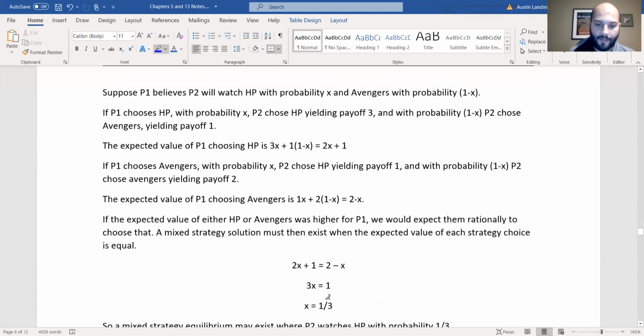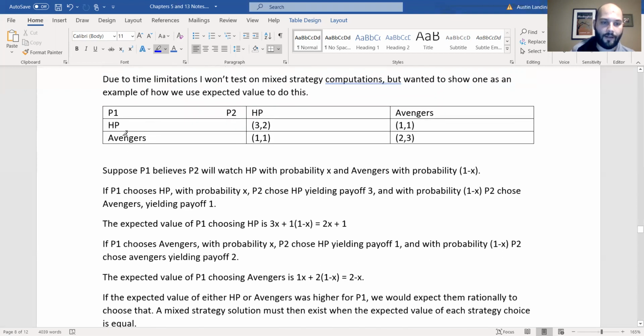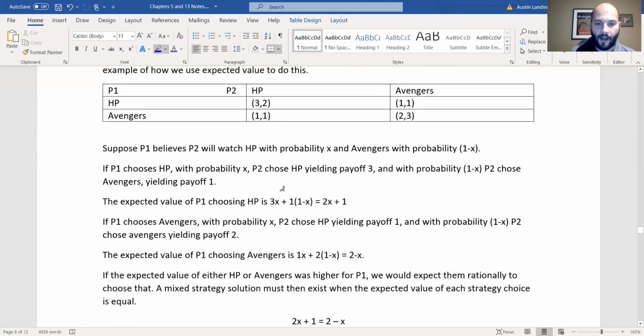Right, and then ultimately a mixed strategy solution is going to exist when a player is indifferent between the pure strategies. Again, just because we don't have a ton of time left in the course, I'm not going to go too deep into mixed strategy solutions, but basically I just want you to know that they exist. We won't spend much time on calculation.